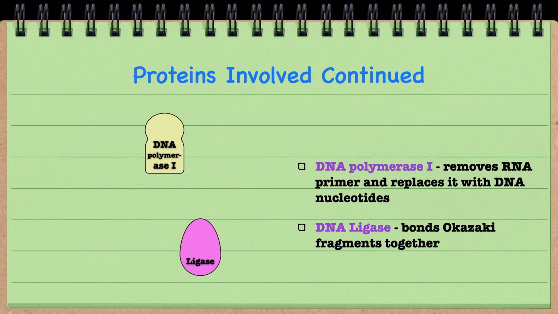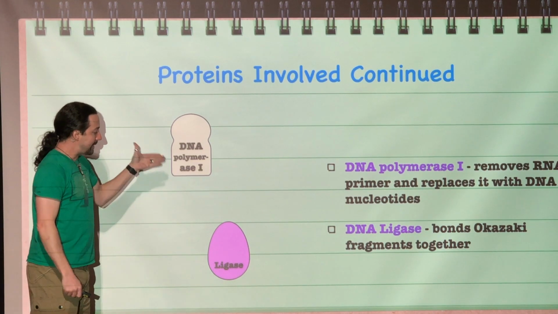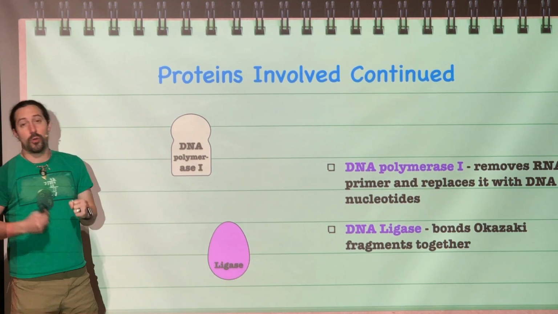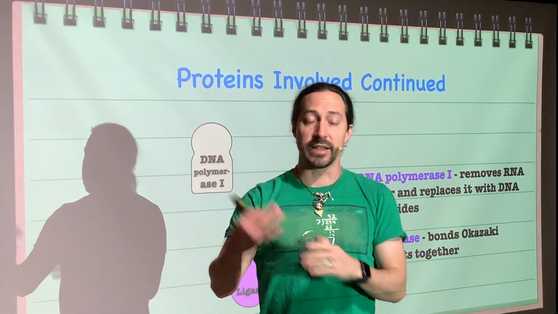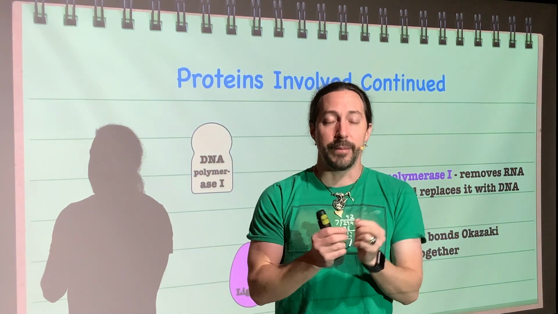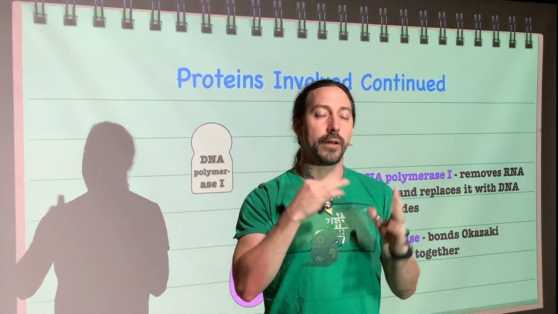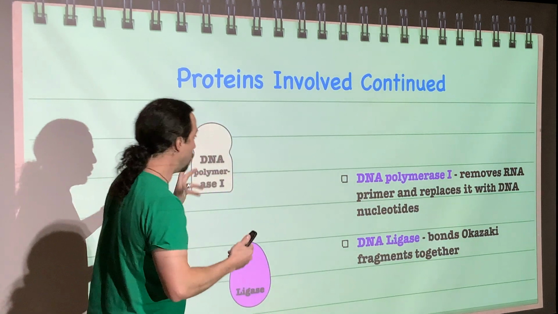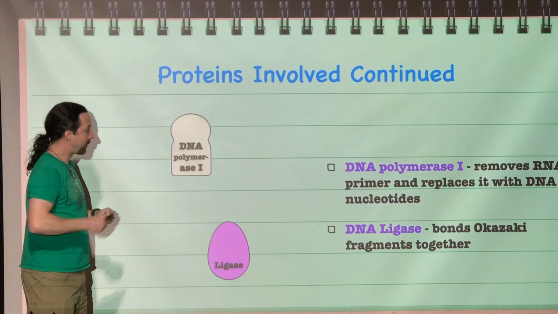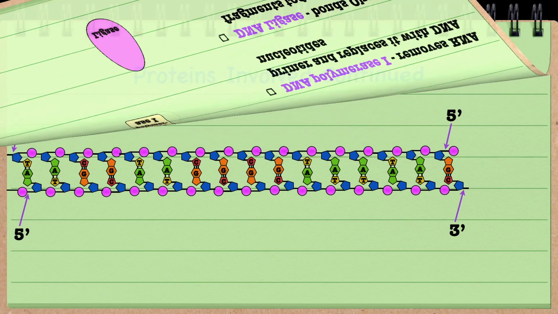And we go to DNA polymerase 1, which is going to remove those RNA nucleotides and replace them with the DNA nucleotides. And ligase, DNA ligase, which is going to attach or join together, using dehydration synthesis, these segments of DNA called Okazaki fragments. We'll talk about how those fragments appear, and then, obviously, ligase is going to join those fragments together. So, let's look at the process as it takes place.